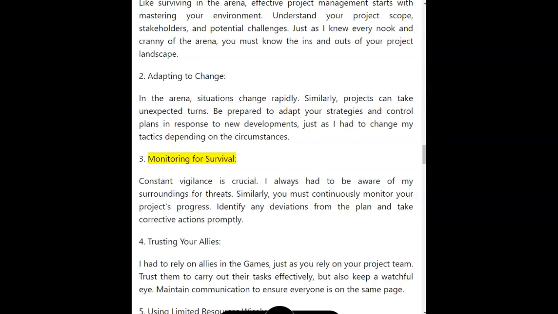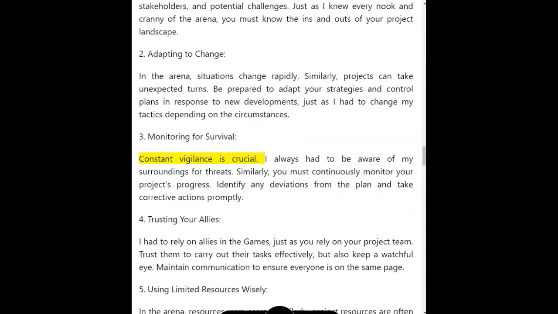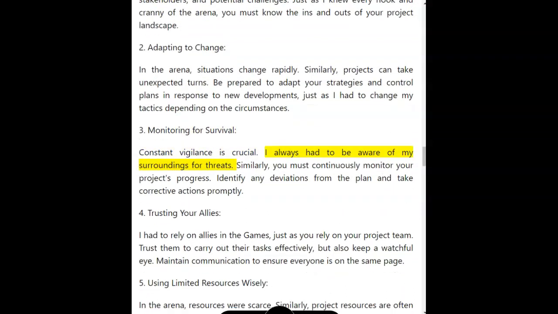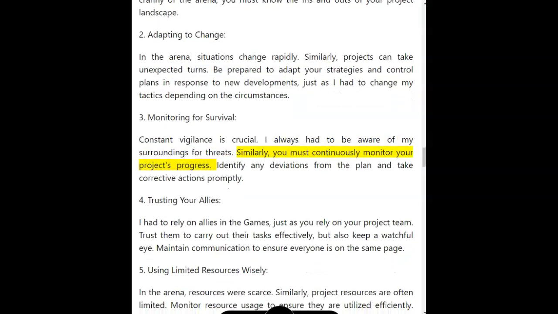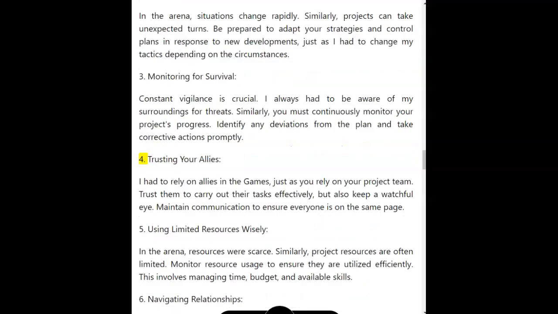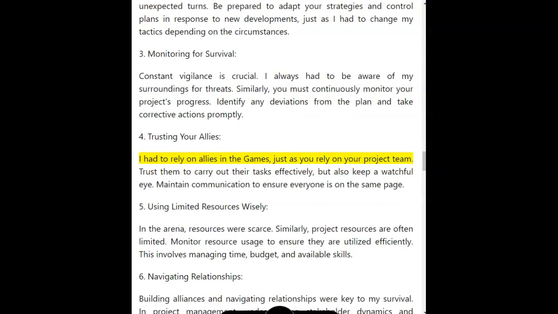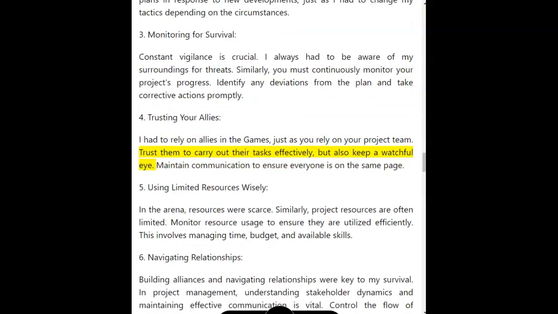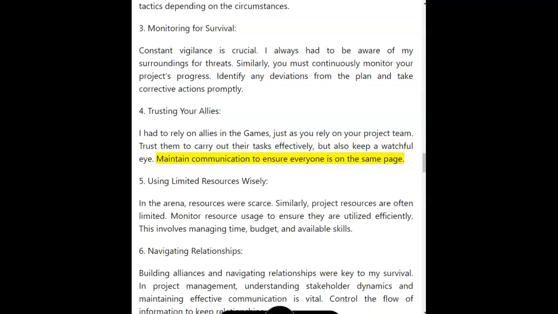3. Monitoring for survival. Constant vigilance is crucial. I always had to be aware of my surroundings for threats. Similarly, you must continuously monitor your project's progress. Identify any deviations from the plan and take corrective actions promptly. 4. Trusting your allies. I had to rely on allies in the games, just as you rely on your project team. Trust them to carry out the tasks effectively, but also keep a watchful eye. Maintain communication to ensure everyone is on the same page.